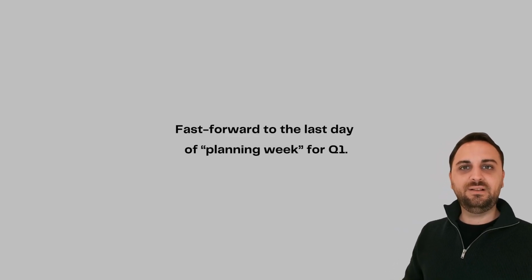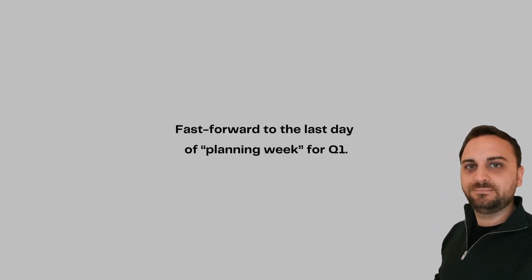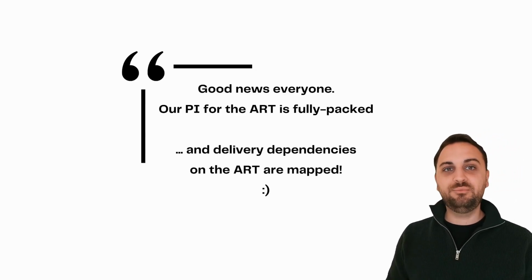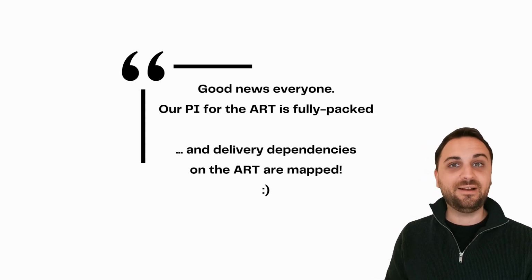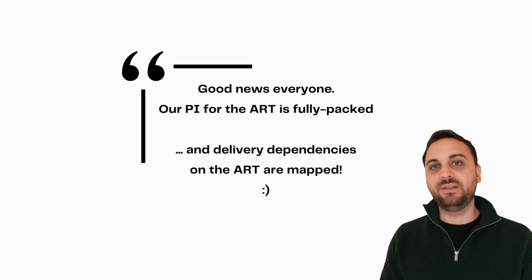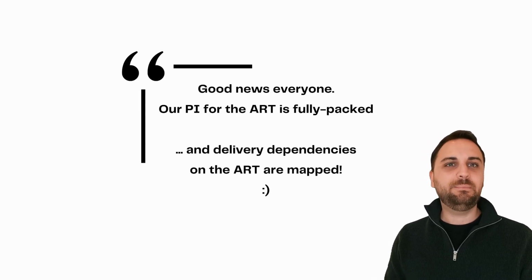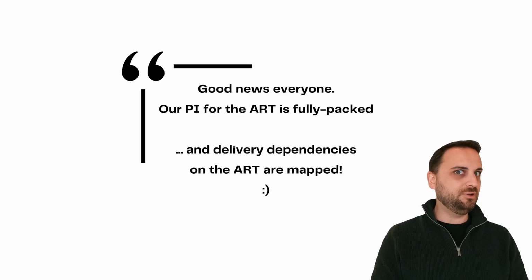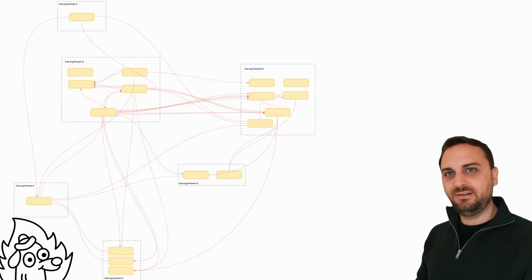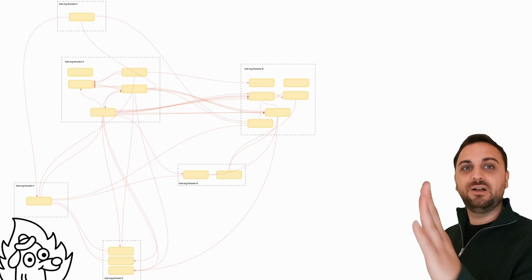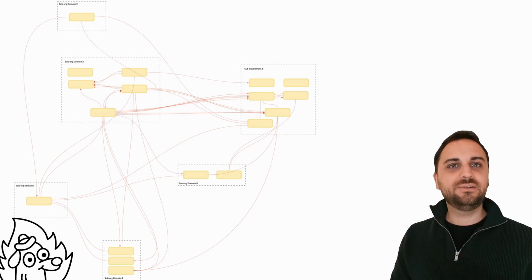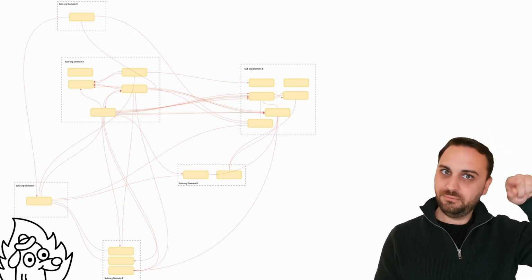So let's fast forward to the last day of planning week for Q1. Good news, our PI program increment for the agile release train is fully packed, and delivery dependencies on the agile release train are mapped. So it sounds good, right? We're fully in control of the problem. And then we get to something like this, right? And this is a real organization. It's been scrubbed and cleaned, but it's real. Yellow boxes are teams, and the white boxes are the release trains.